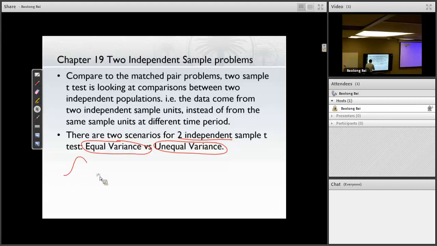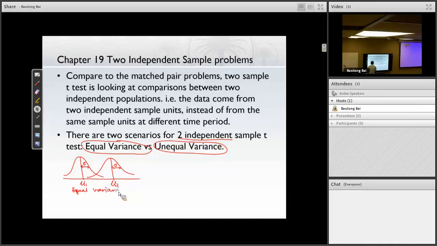all right? So this is your population 1, this is your population 2, and this is your population mean for group 1. This is population mean for group 2. We want to see if the two population means are significantly different from each other, right? In this case, when you look at the amount of the spread between the two populations, they are pretty much similar, right? So in this case, we have equal amount of standard deviations. So we use equal variances.